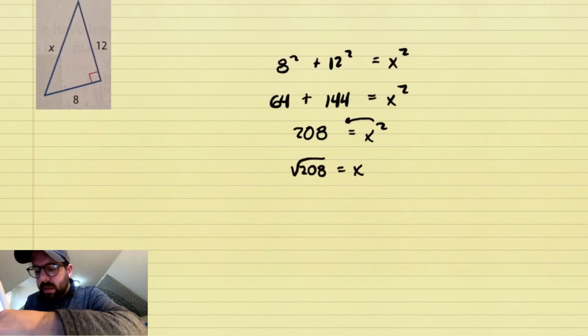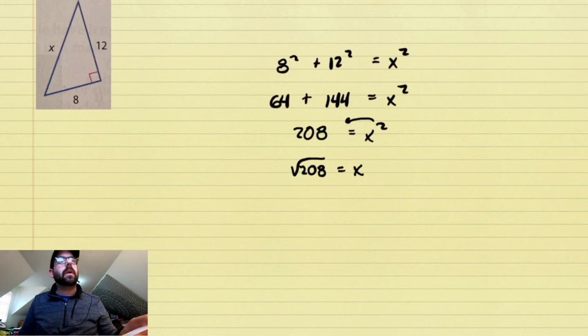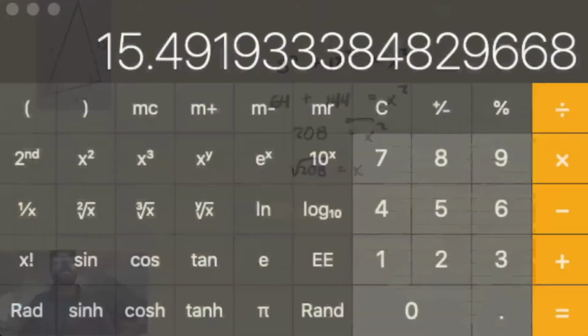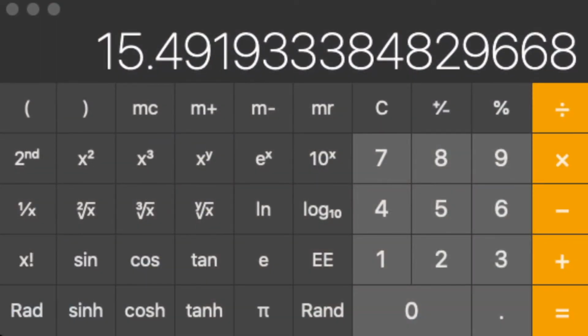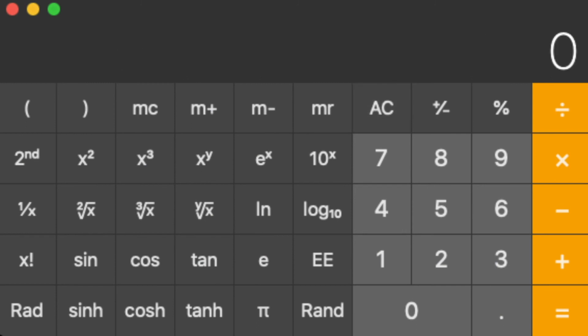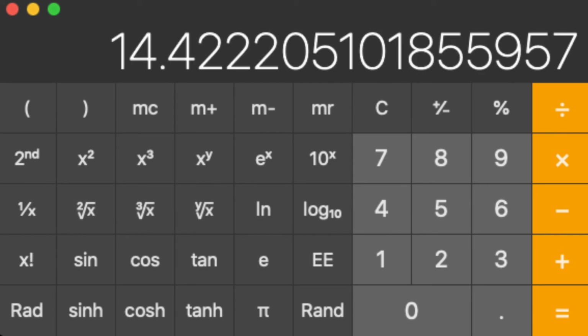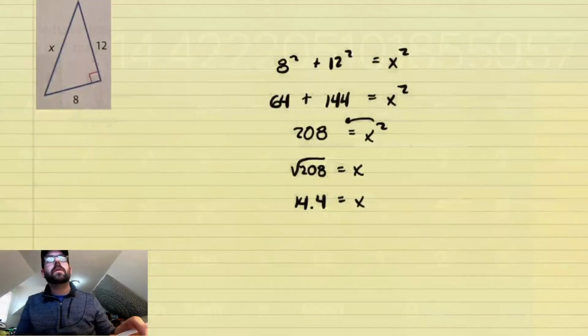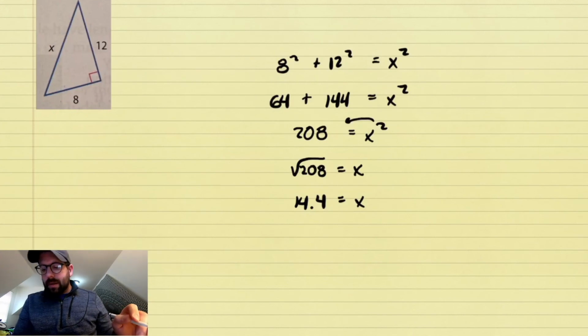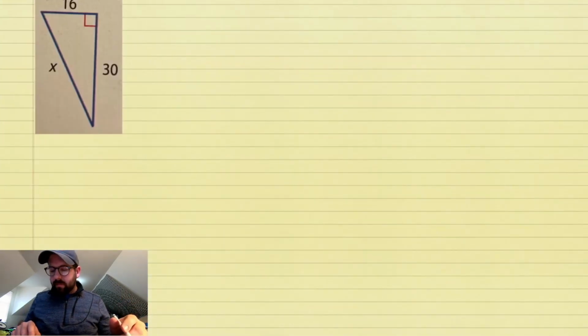Square root of 208. And I'll transition to my calculator here just so you can see that. Let's clear out the last one we just did. So 208. I might have to type in the number first. So 208, and then I'm going to hit the square root key. I'm getting 14.4. Let's transition back here. So 14.4, and that'd be the number for my hypotenuse. That makes sense. It's the biggest side of that triangle.